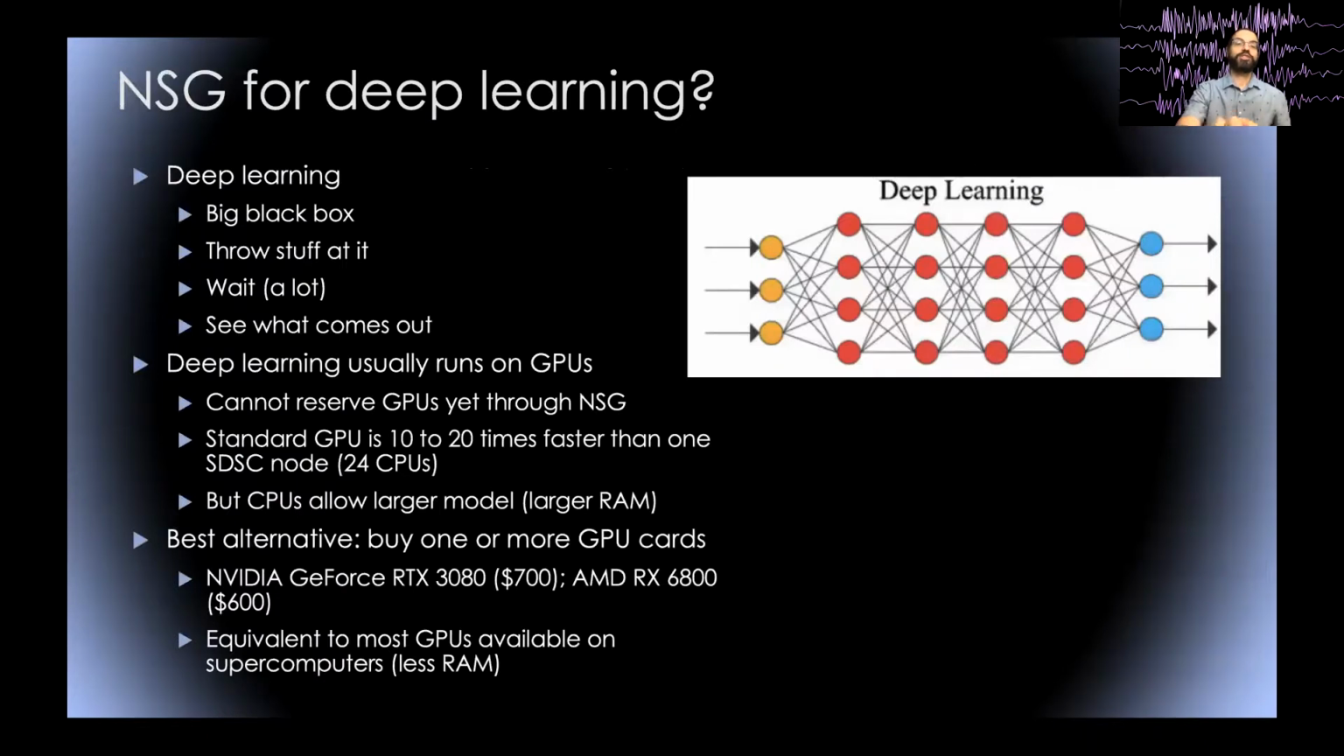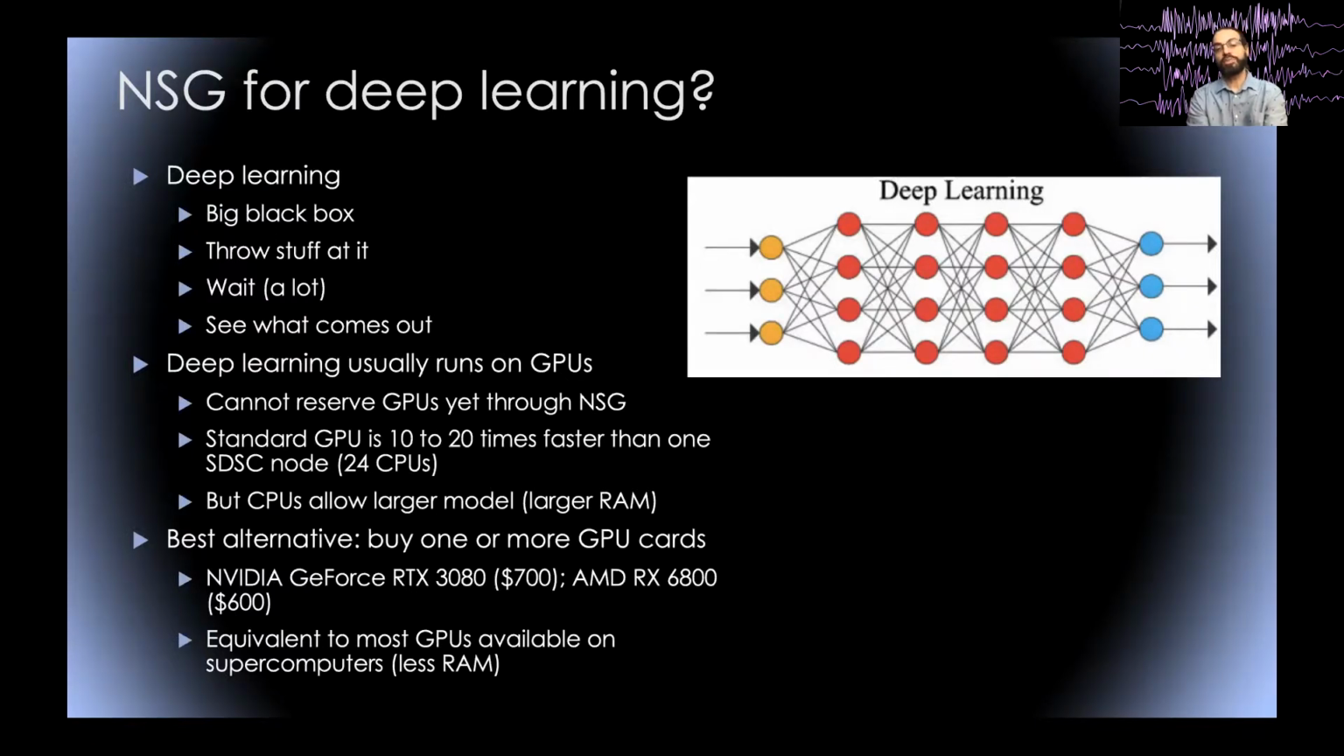I also want to mention NSG for deep learning. One of the reasons people want to use supercomputers is because we want to do deep learning. Deep learning is a big black box. You throw stuff at it, you wait a lot and see what comes out. And usually what comes out is interesting. Deep learning usually runs on GPUs, and you cannot reserve GPUs through NSG at this moment. Maybe it will change in the future.